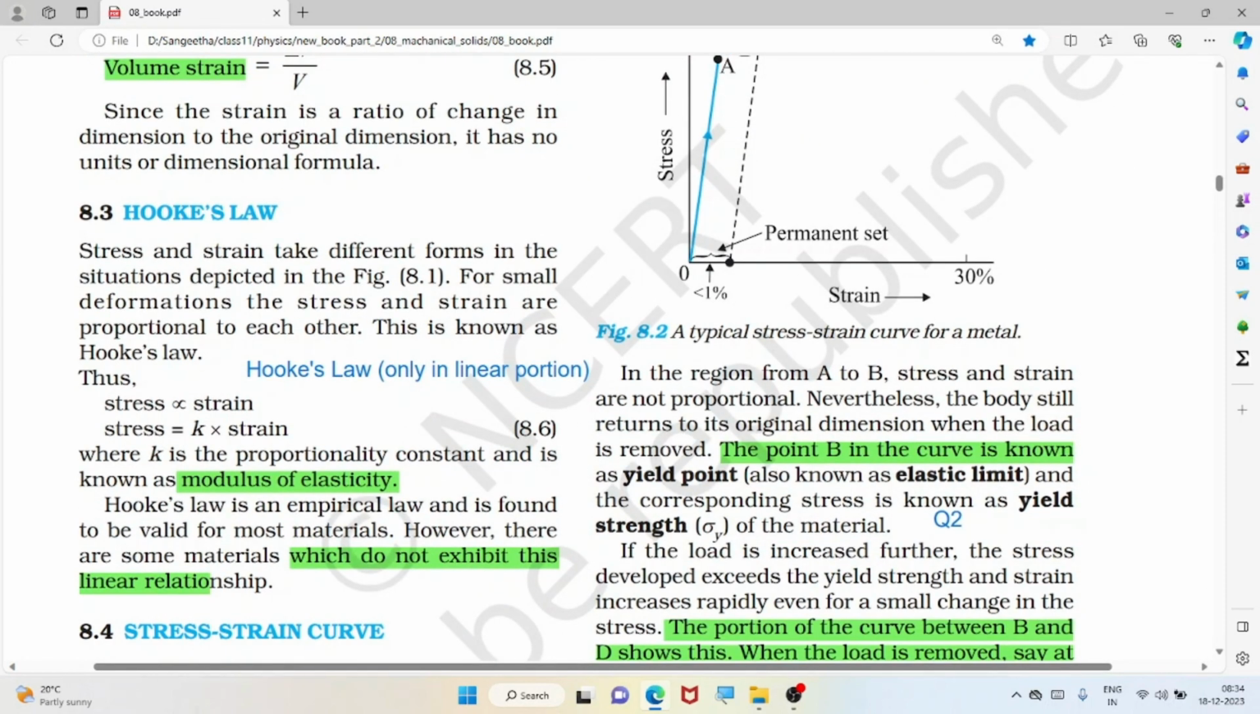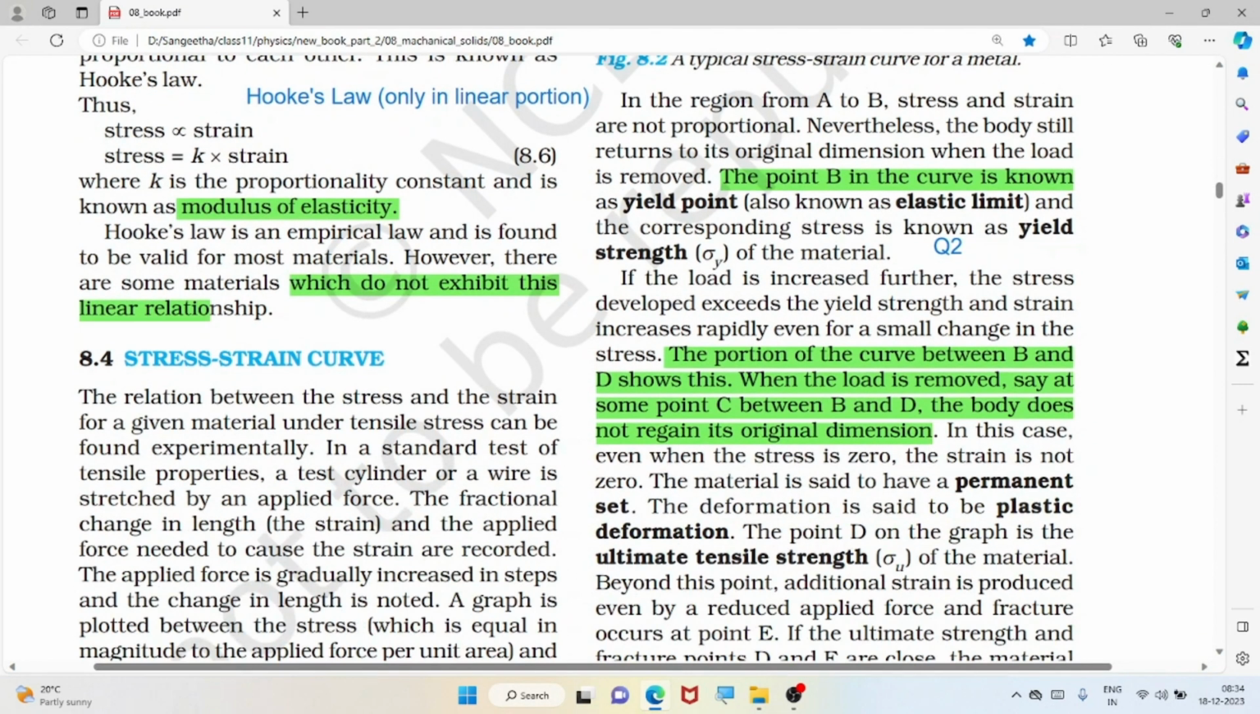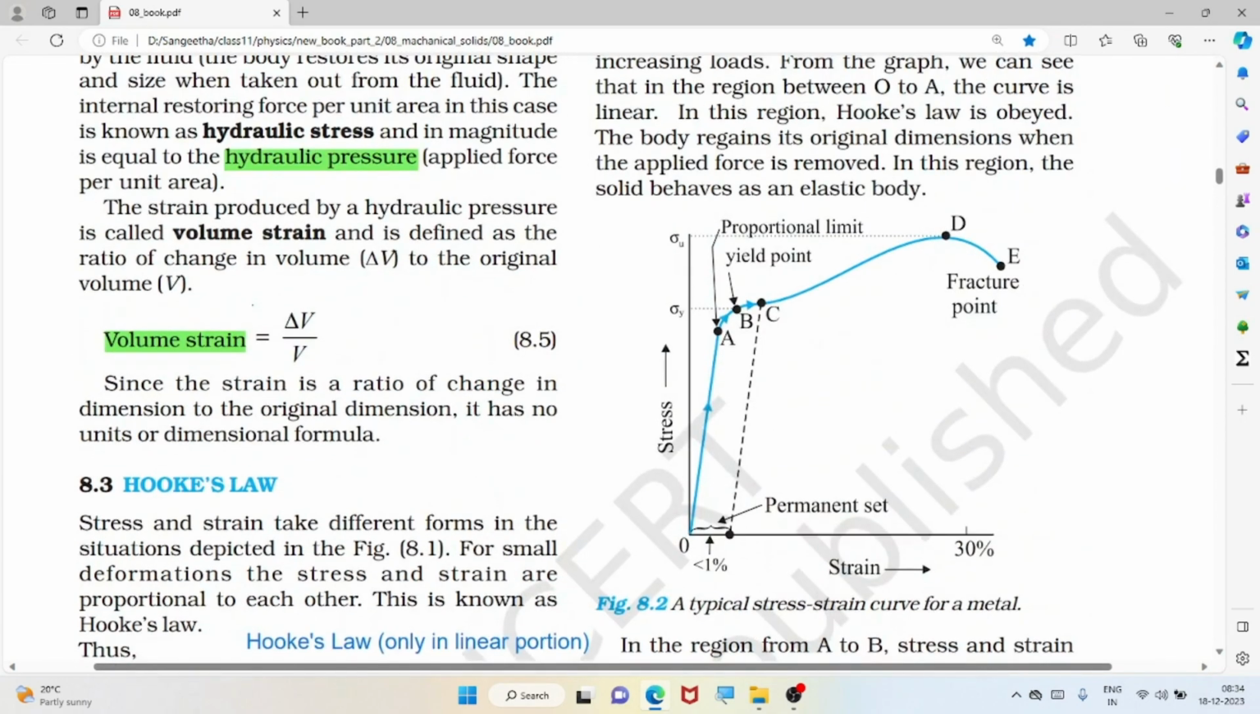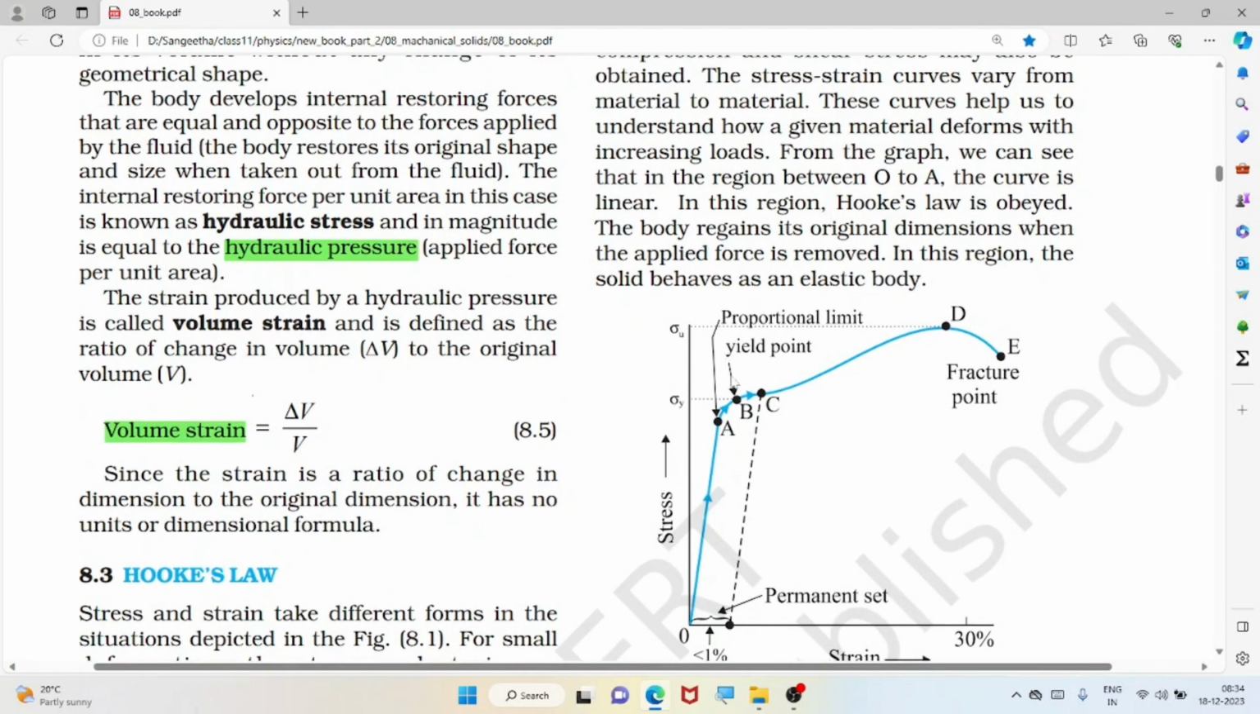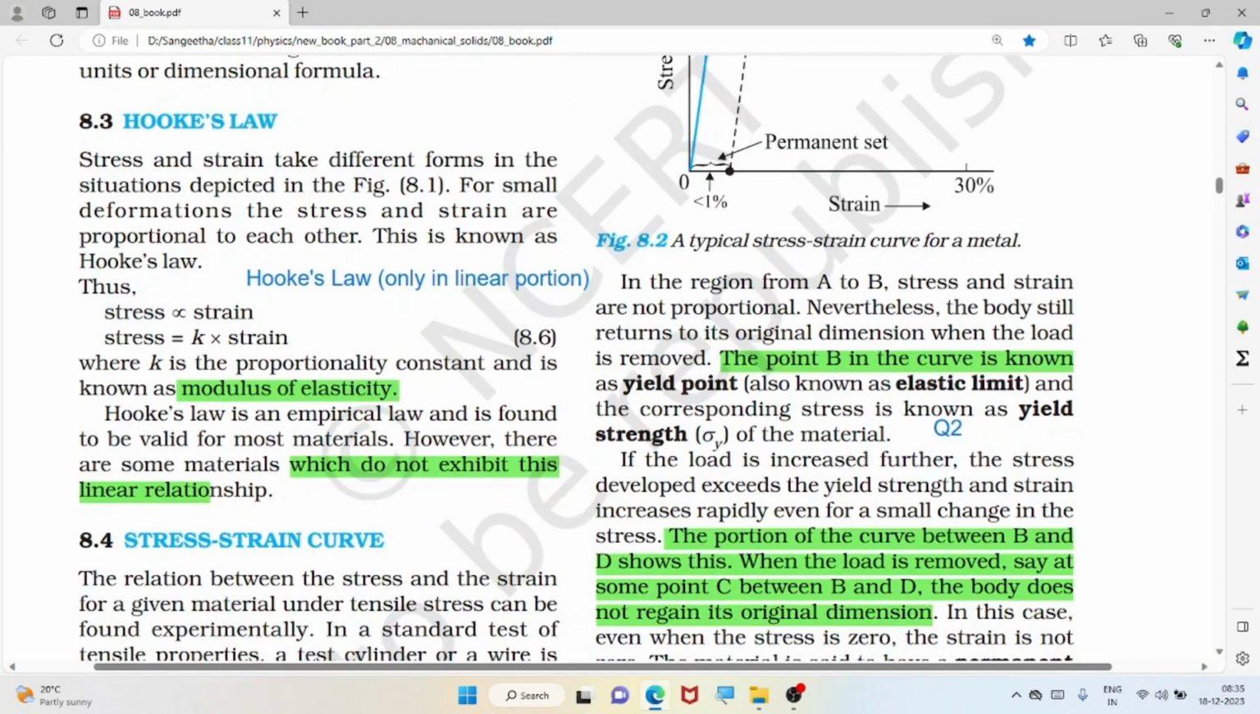Hooke's law: stress is directly proportional to the strain. This law is applicable only in the linear portion of the stress strain curve. Only in this linear portion is Hooke's law applicable, not in these other portions. This is the yield point. The stress corresponding to this point is the yield strength.